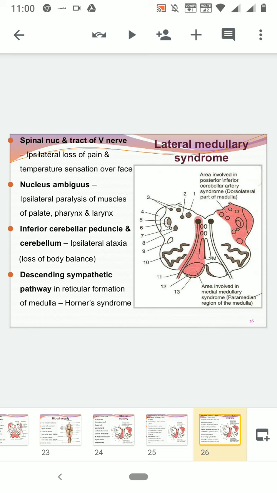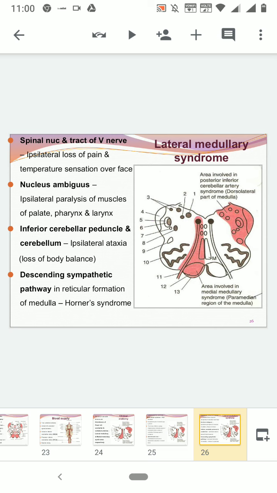Definitely the inferior cerebellar peduncle will be involved. I have already told you that it causes ipsilateral ataxia. Then the descending sympathetic pathway. Now this is a very important thing. I was mentioning it in the first section, that the medulla oblongata has sympathetic pathways. They contain the descending sympathetic system, like sympathetic crossed fibers. So that will also get affected on the lateral aspect and causes Horner syndrome.